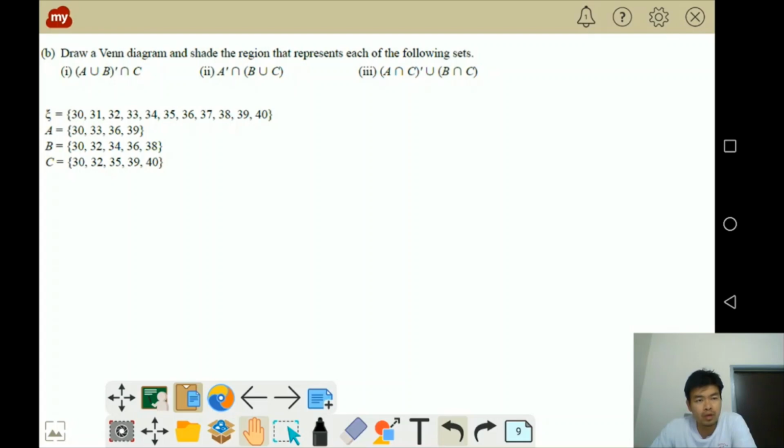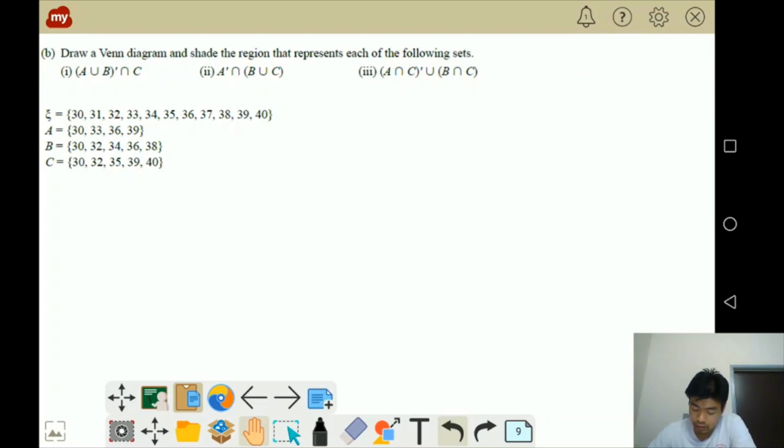Next, B1. Draw a Venn diagram and shade the region to represent each of the following sets. Okay, again, it is exactly the same as question A, only this time we need to shade. We talked about this in the last example, in the previous lesson, right? Okay, again I'm going to focus on drawing the correct Venn diagram first.